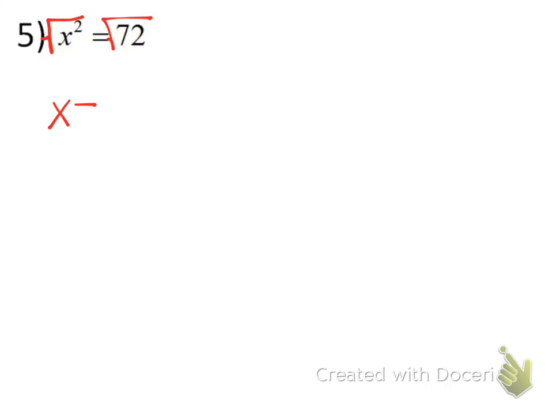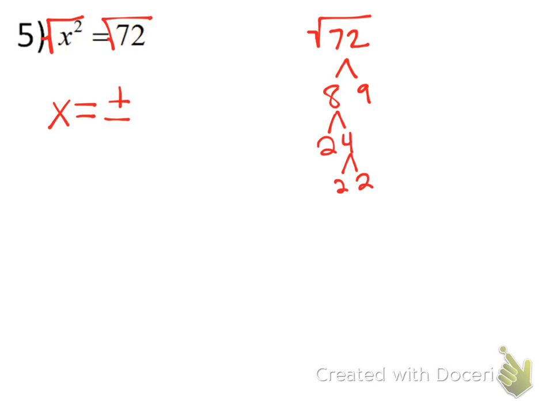Just x equals plus minus. You've got to think of the positive and the negative. 5 square root 3, that's if it was 75. Okay, it's 72. This is 72, so we could do 8 and 9. That's wrong. You could do 3 and 24, I think, right? Lots of different ways to get there, but you should end up with 3 2's and 2 3's.